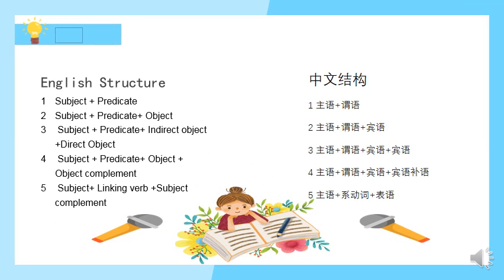As we know, in a simple English sentence, there are five kinds of English structure. That is, subject plus predicate; subject plus predicate plus object. The third is subject plus predicate plus indirect object and direct object. The fourth is subject plus predicate plus object complement. The fifth is subject plus linking verb plus subject complement.